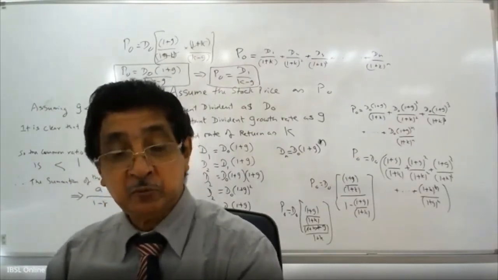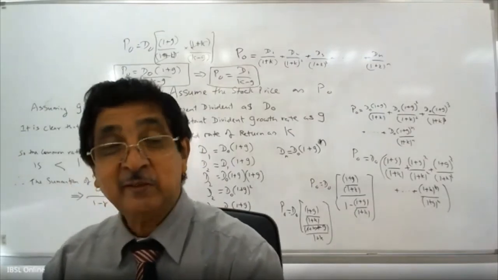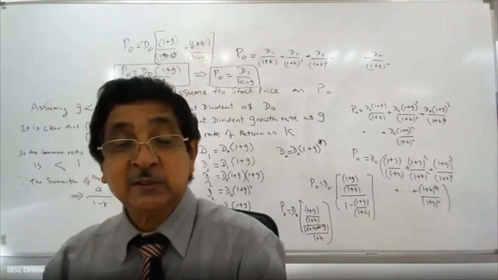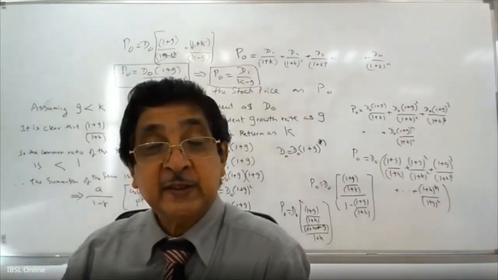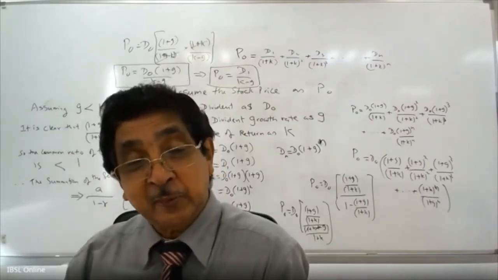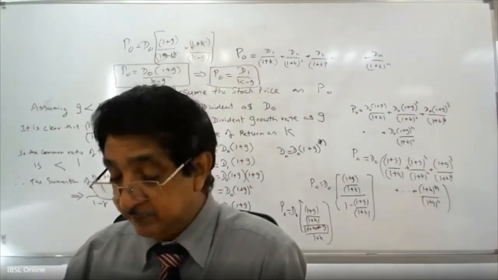Now we have, armed with the formula which gives the price of a stock, and that is D1 divided by K minus G, or D0 into 1 plus G divided by K minus G. That is the present price of a stock.